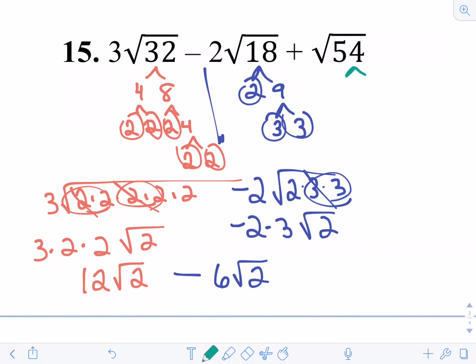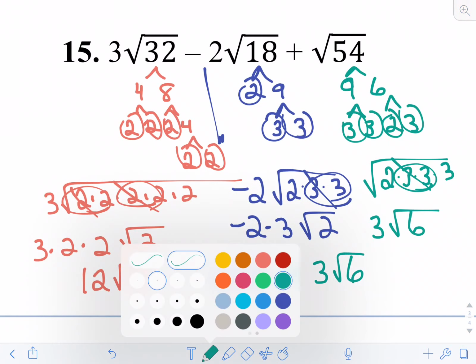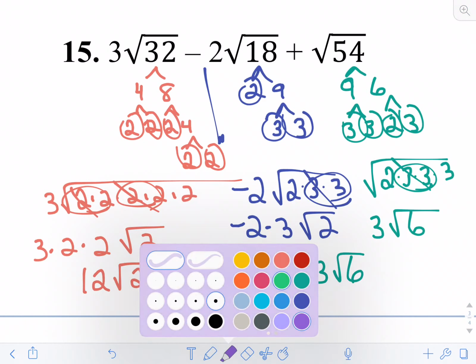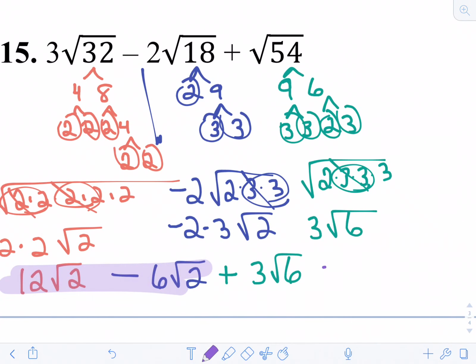And the last one that I have is a 54. So for 54, I can do 9 and 6. So that's 3 and 3. That's 2 times 3. So we have 1, 2, and 3 3's. So a pair of 3's I can pull out. So 2 times 3 is 6, which is left over. The only thing I can combine here is this piece right here, because they both have a square root of 2 in it. So I'll put here my final answer. 12 minus 6 is 6, so 6 square roots of 2 plus 3 square roots of 6.